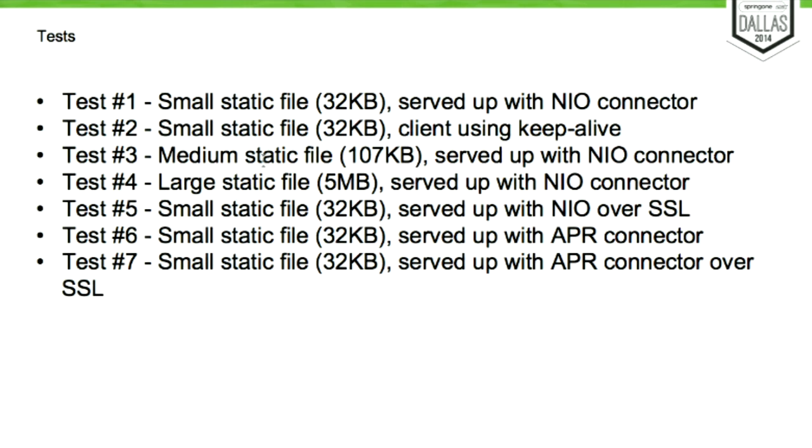All right, so we ran through a series of 7 tests, and these are basically just testing the components of Tomcat. So we started out with a small file, it was 32 kilobytes. We served that up with the NIO connector. Then we went on to telling the client to use Keep Alive. And we wanted to see how, if a client was using Keep Alive, that would affect our server. Then we said, let's try a slightly larger file, see what happens. And let's try a really large file and see what happens. From there, we went to testing SSL, the APR connector, and then the APR connector with SSL.